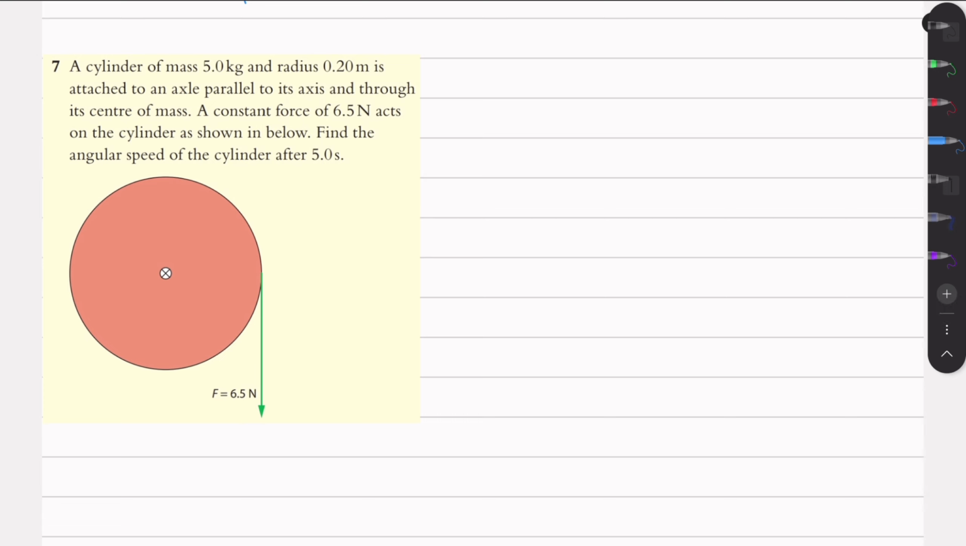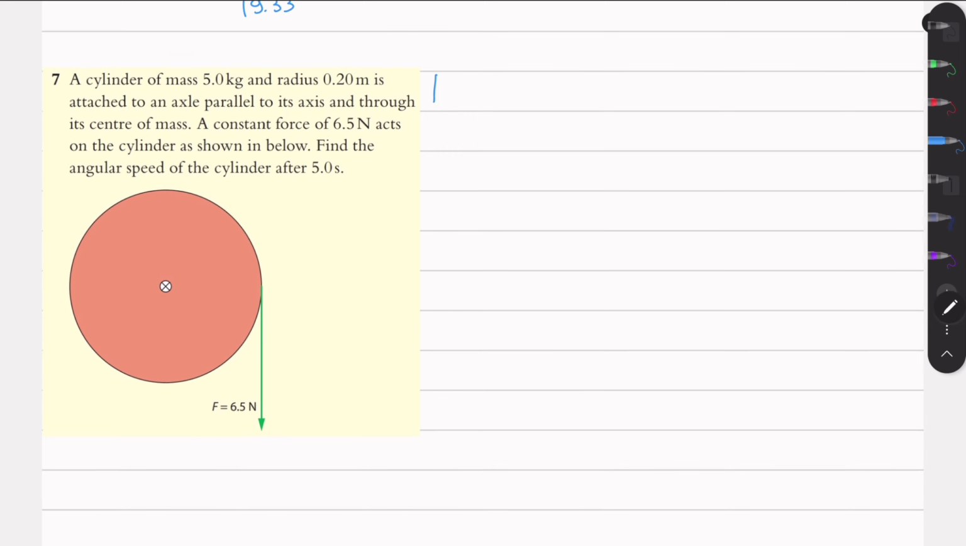So the way we can do this is that we know that there's going to be a torque acting for 5 seconds. Torque is the force, so we have this radius over here. So this force F has a torque around the pivot of force times R.